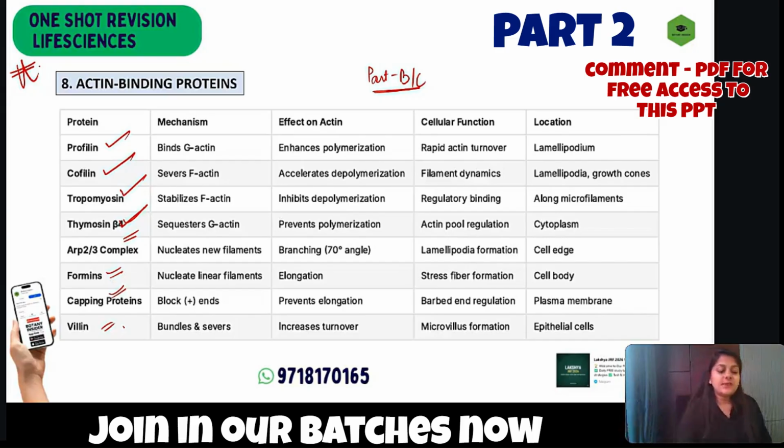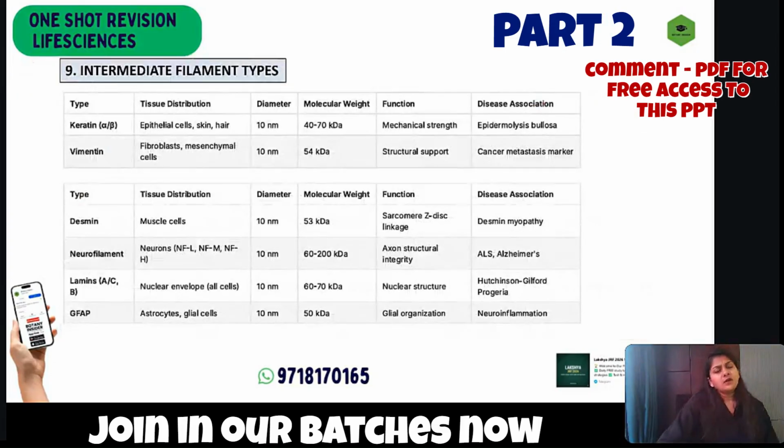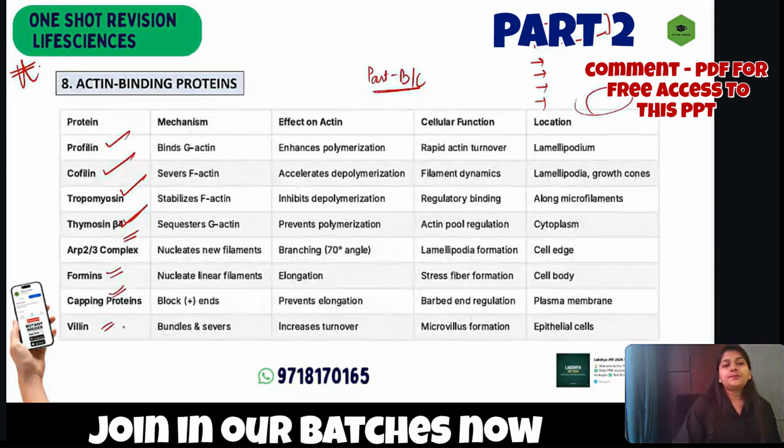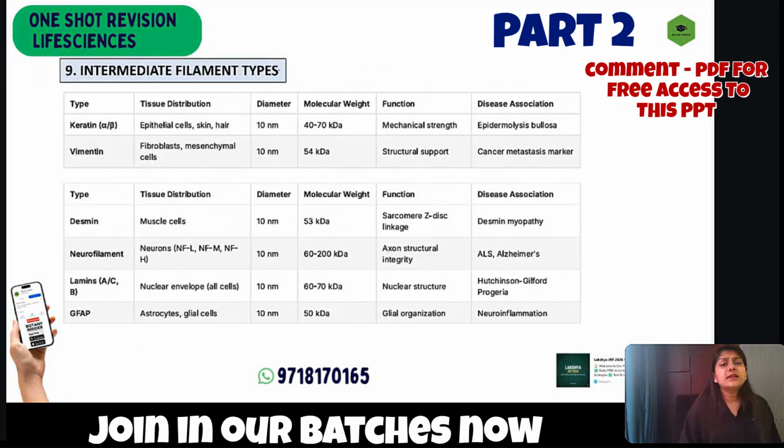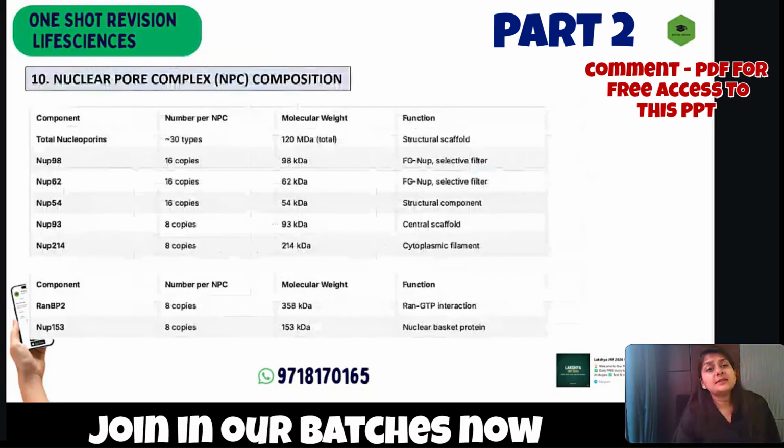In the recent papers, we have got questions where you're given some introductory information, a few names of proteins given here or some additional ones, and they can ask which of the proteins have a direct role in the actin, in the cytoskeleton movement, or nuclear transportation, or any of the formats. So all the actin binding proteins, intermediate filaments, the type, tissue, where you find them, diameter, molecular weight, function, disease association, all these are very important.